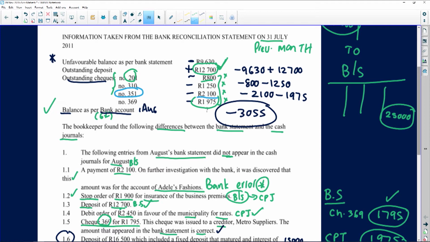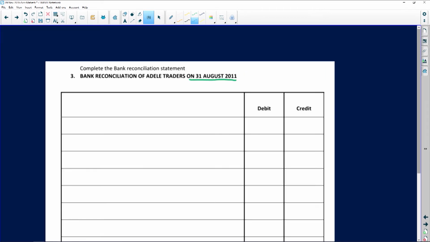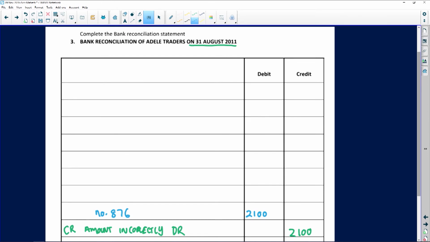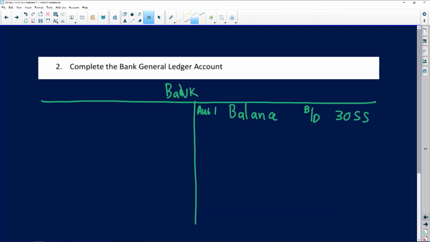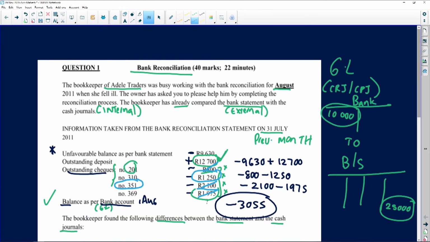So remember, check number 800 was sorted out, right? The check for 2,100 was sorted, and the check for 1,975 was sorted. So clearly, this check is still outstanding. So I've got to first fill in check number 310. And the amount for that check was 1,250. And now I can record the two other outstanding checks.